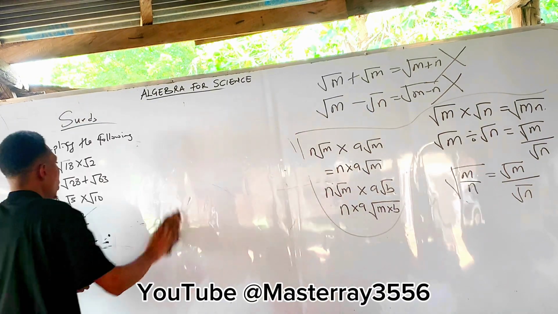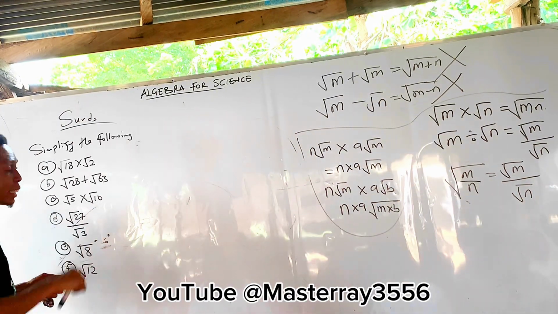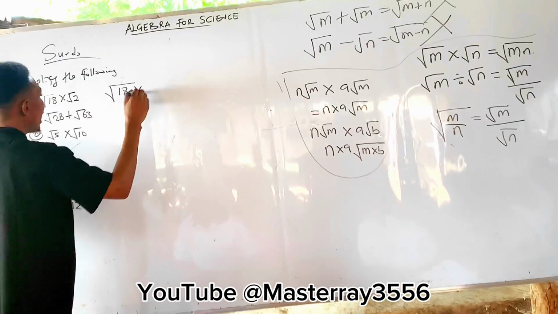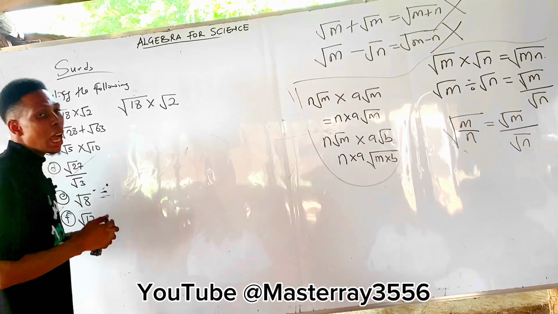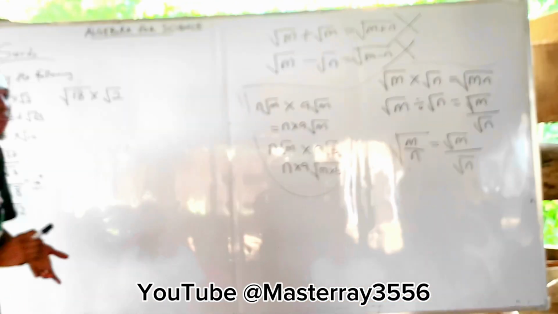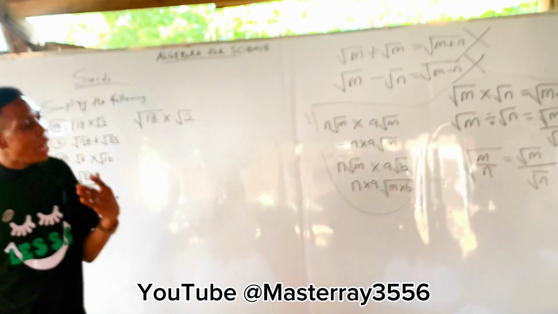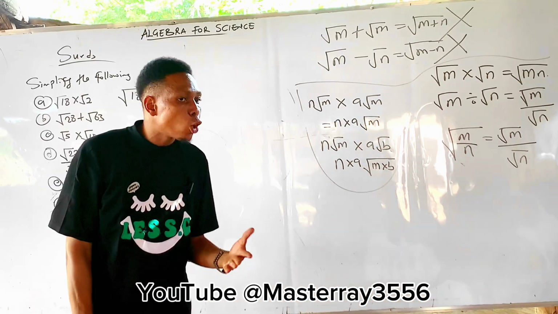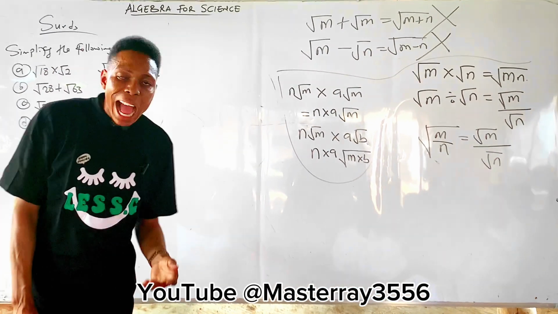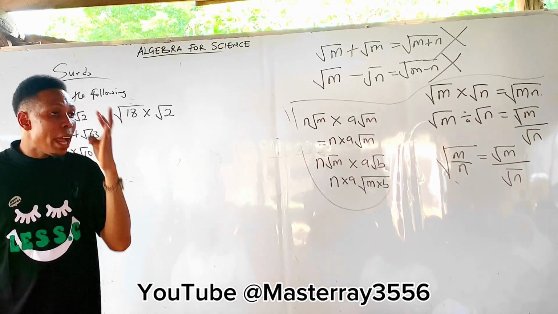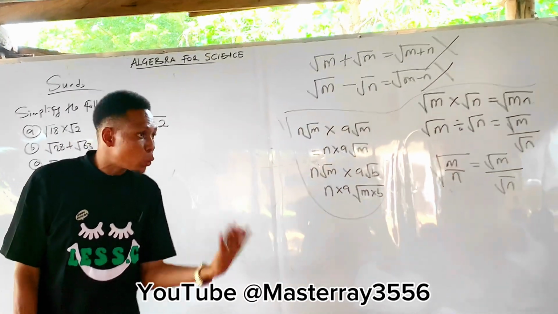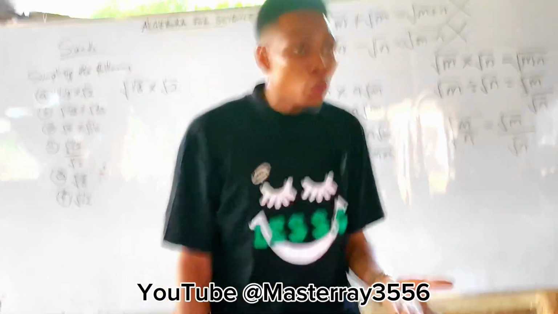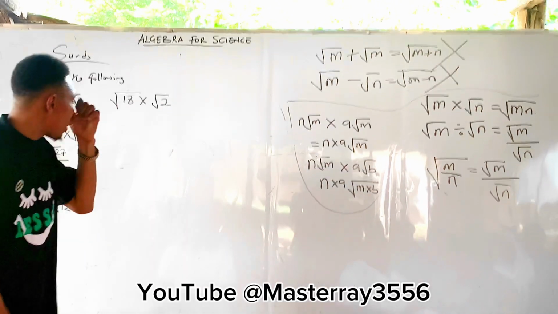All right. So we have number one question there. Please pay attention. We have square root of 18 times square root of 2. Now, what we normally do is this. Whenever you are given a bigger number like this, you try and break it down by looking for a rational number and irrational number. Are you following? How do you get those numbers? The irrational number there is a number that has square roots, while the rational numbers are numbers that do not have square roots.